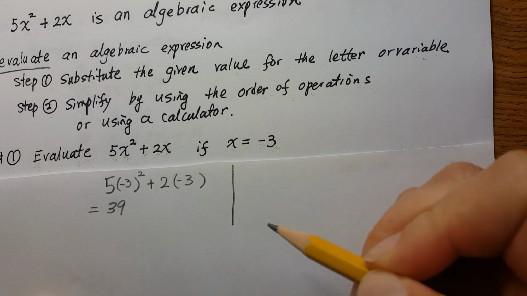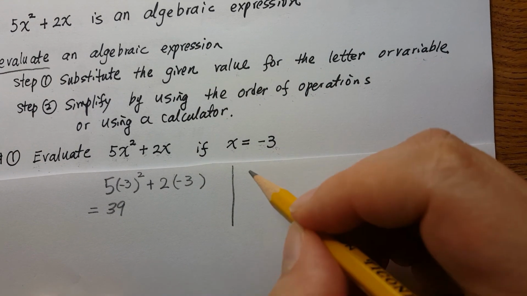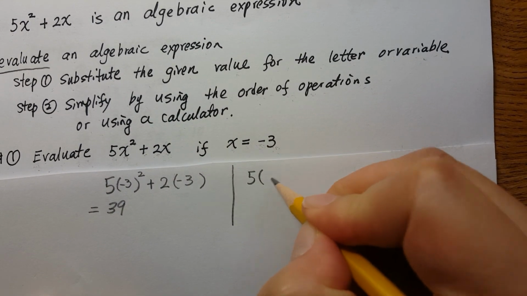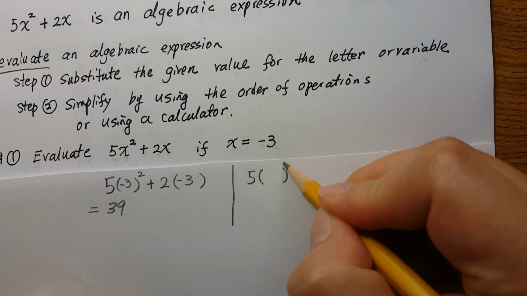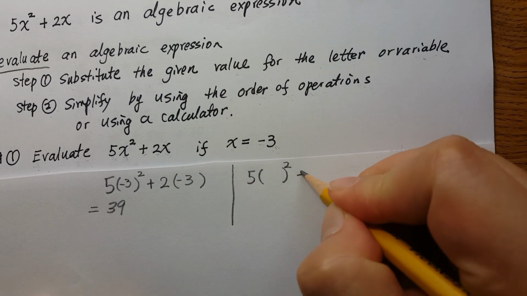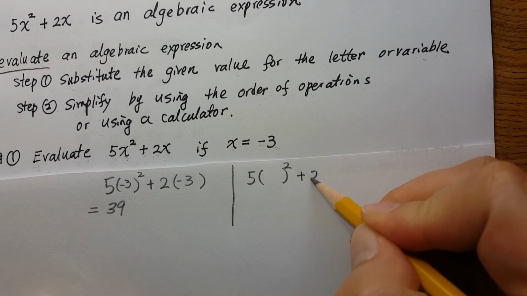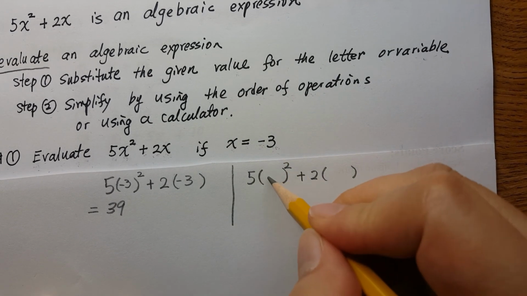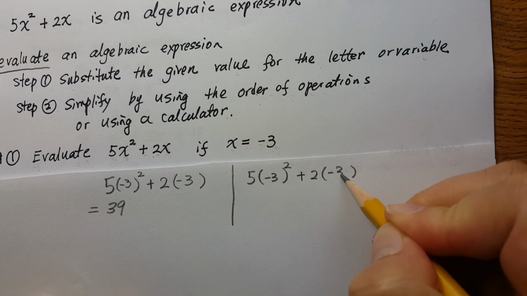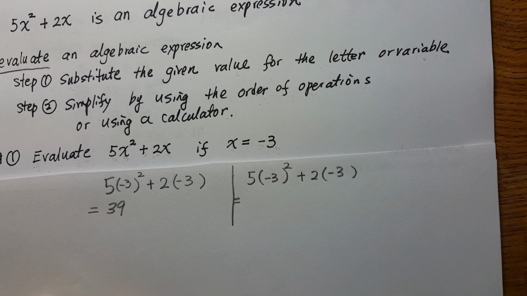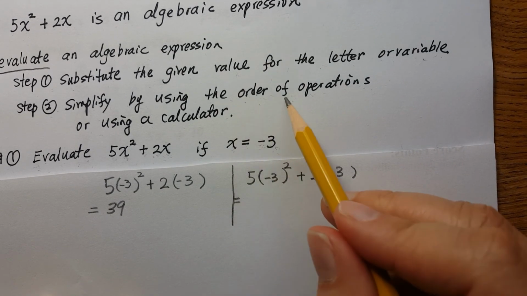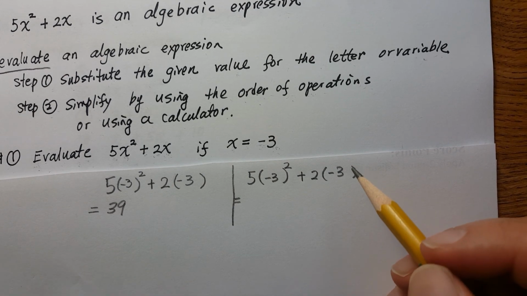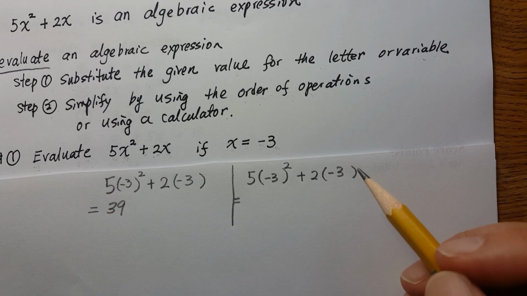Next, I'm going to show you how to do it without a calculator. So you have a 5. When you see x, you put parentheses, and there's a square. And then there's a plus sign. 2x, you put 2, another set of parentheses. Substitute -3, substitute -3, and next, we're going to use the order of operations. You have to do the exponent first when there's no grouping symbol.